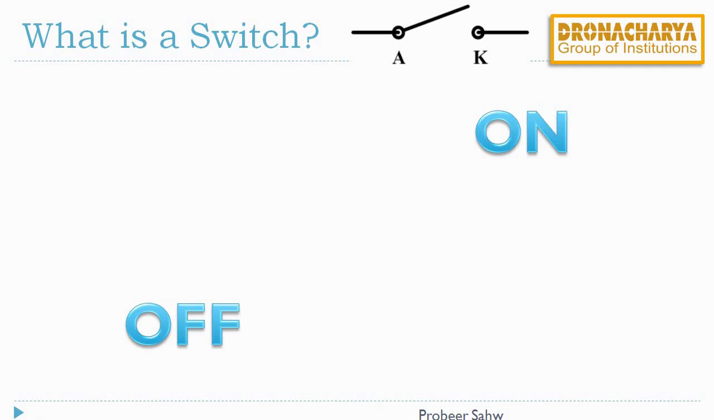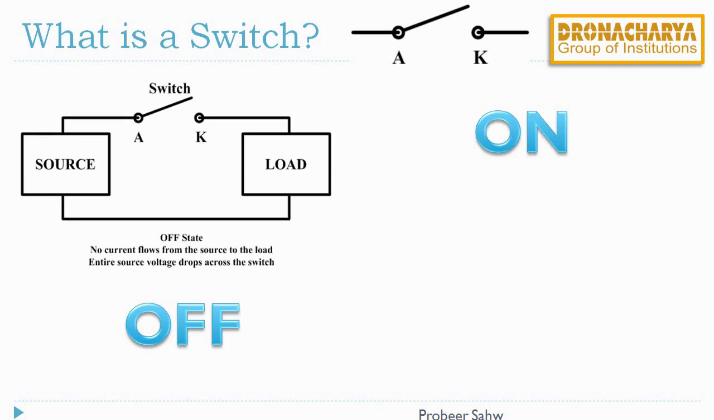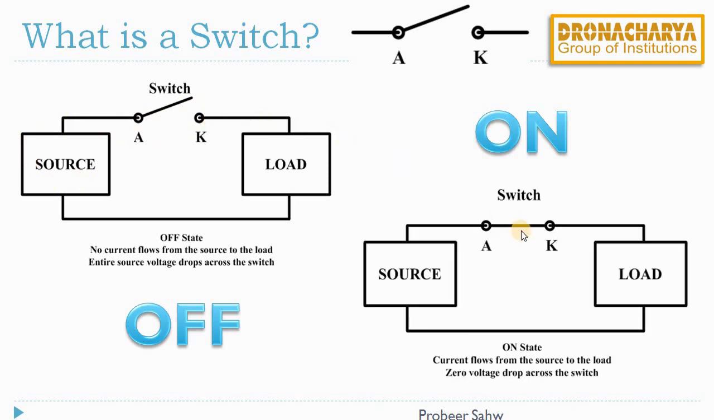So in off condition, the load is drawing no current from the source as the switch is open, and the source voltage appears across this switch. And in on condition, the switch is closed, the circuit is complete, and a current flows from the source to the load. In this condition, there will be no voltage drop across the switch.